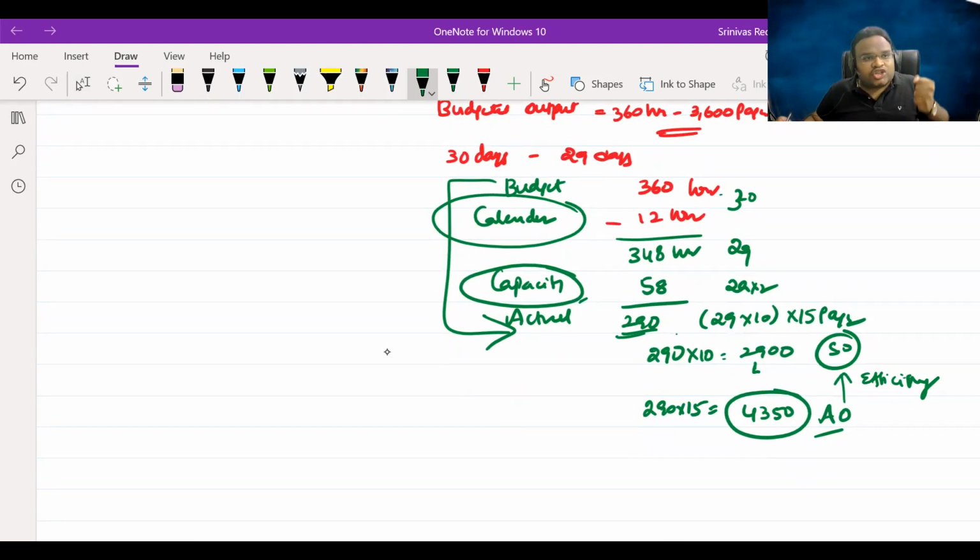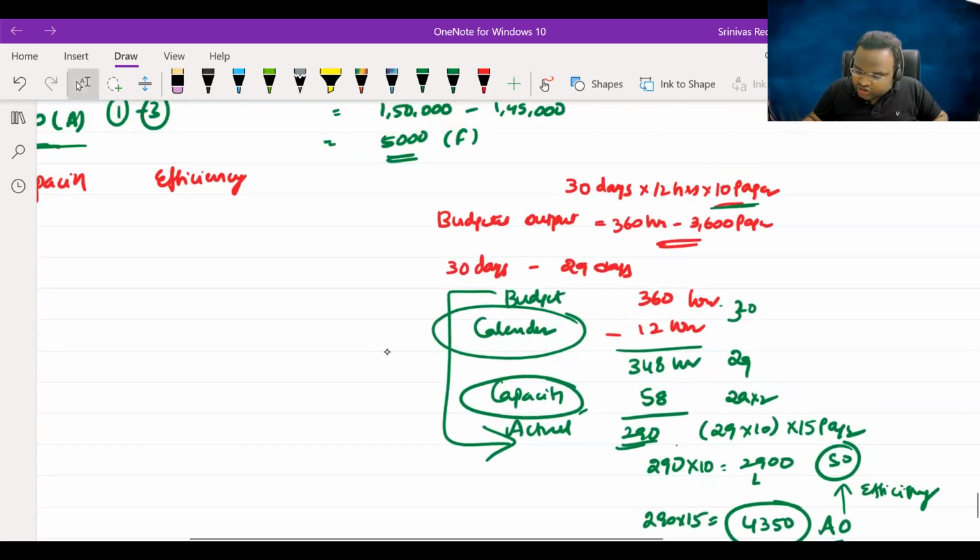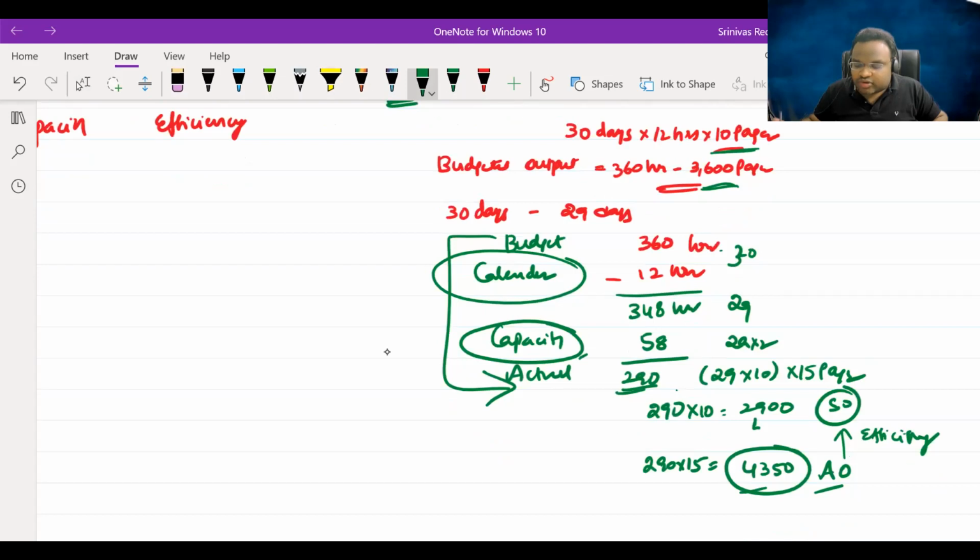With 290 hours, I should complete 2,900 pages, sir, because your standard output says that every hour you should complete 10 pages. 290 hours into 10 pages, 2,900 pages you should complete, but you have completed how many pages? 4,350. You have lost hours in terms of not working for one day. You have lost hours of not working 12 hours a day, but your number of pages increased because of what? Efficiency. So from standard output, you have arrived at actual output. This is because of efficiency. That means earlier I decided to read 3,600 pages, but I read how much? 4,350.